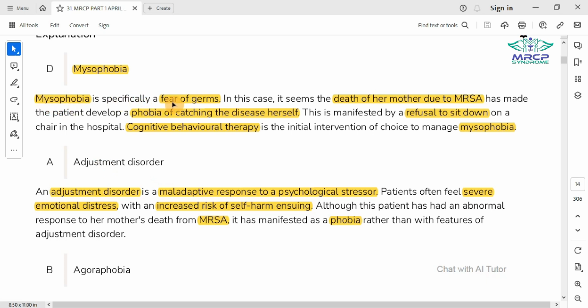Mesophobia is specifically a fear of germs. In this case, it seems that the death of her mother due to MRSA has made the patient develop a phobia of catching the disease herself. This is manifested by a refusal to sit down on a chair in the hospital. CBT is the initial intervention of choice to manage the mesophobia.